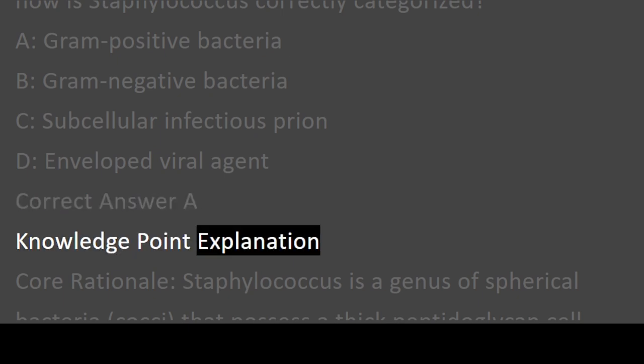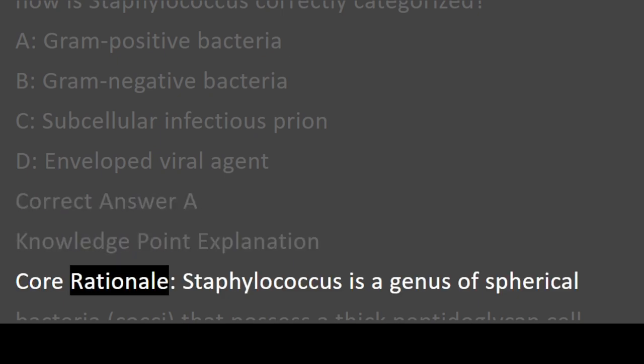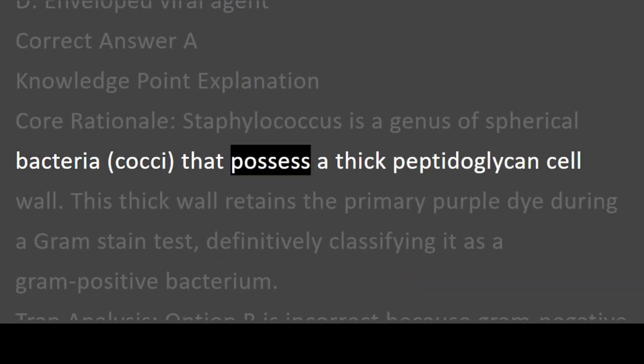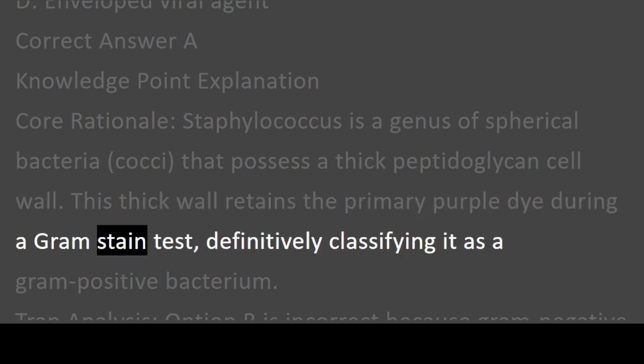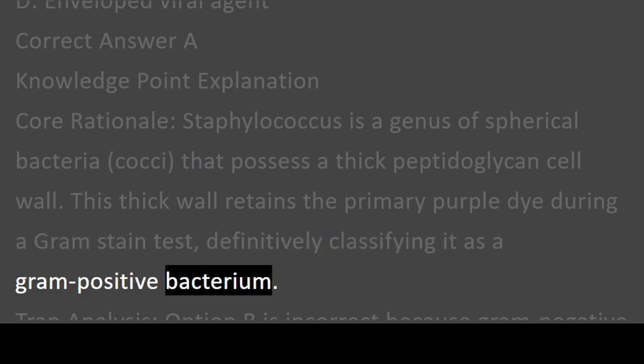Knowledge point explanation. Core rationale. Staphylococcus is a genus of spherical bacteria, cocci, that possess a thick peptidoglycan cell wall. This thick wall retains the primary purple dye during a Gram stain test, definitively classifying it as a gram-positive bacterium.